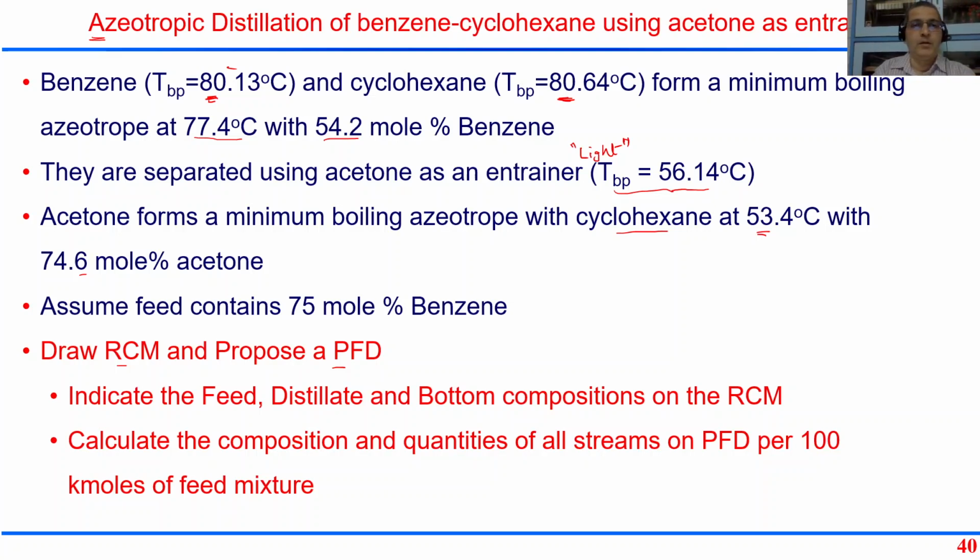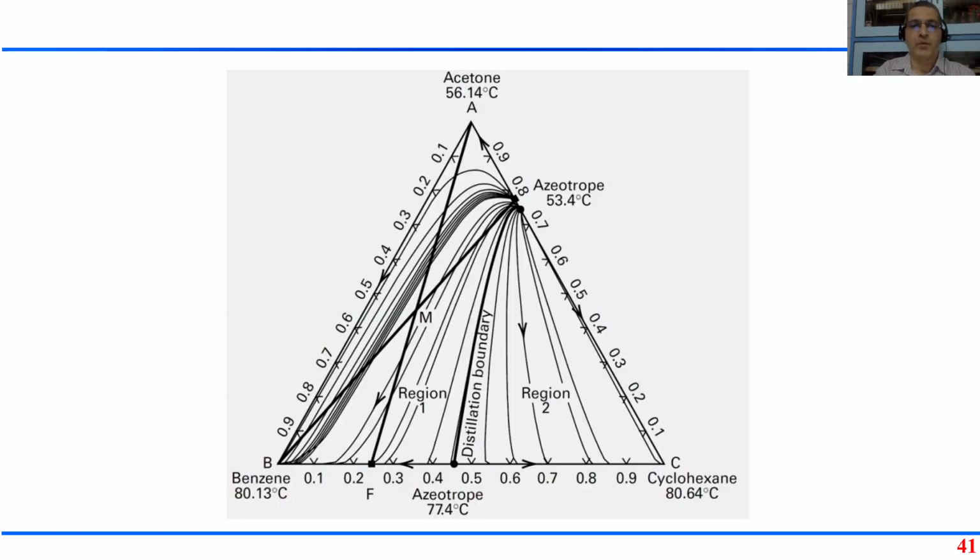Okay, here is a possible solution. First of all, let us draw an approximate residue curve map: acetone, benzene and cyclohexane. If you look at the binary side of benzene and cyclohexane, there is a minimum boiling azeotrope here. So the residue curves are all pointing towards the cyclohexane, away from the minimum boiling azeotrope. Now acetone and cyclohexane again form a minimum boiling azeotrope, that is here. So the residue curves are pointing away from the azeotrope. On the binary side of acetone and benzene, residue curves will point away from the acetone towards the benzene.